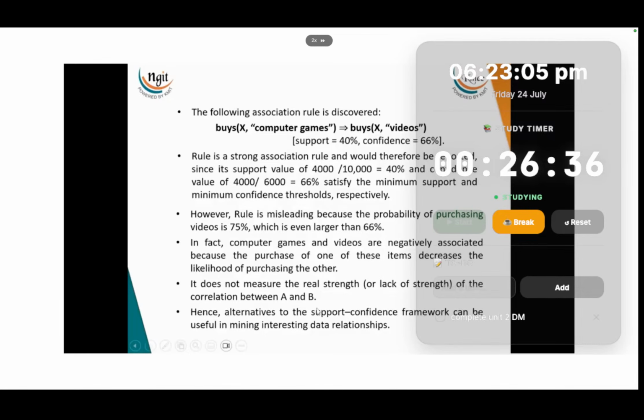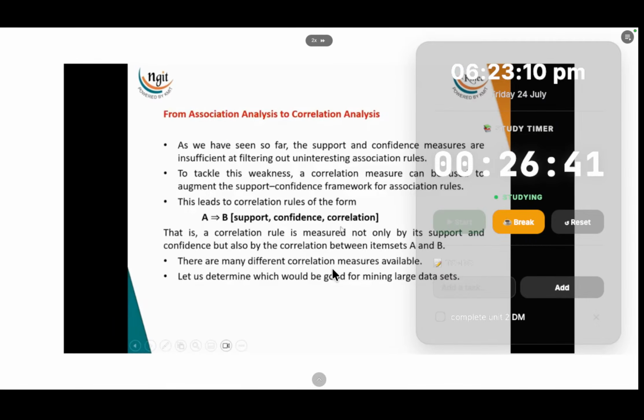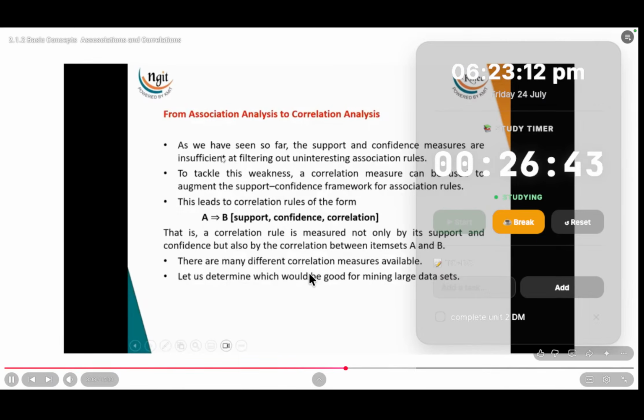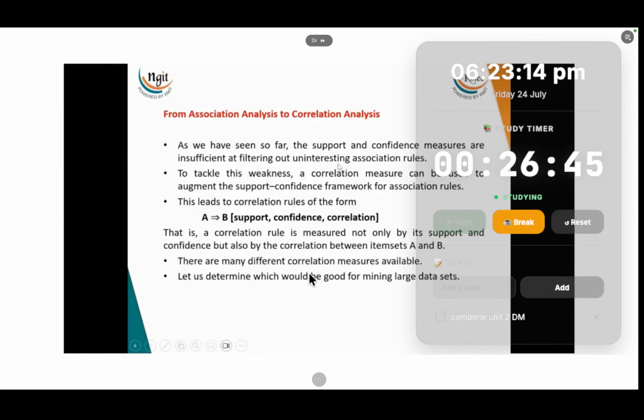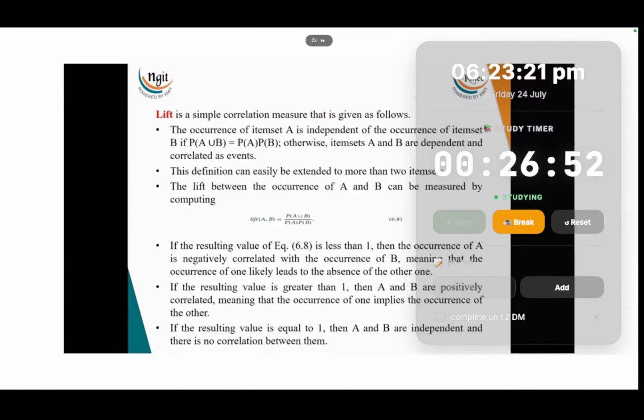And in order to overcome this sort of misleading results, we need to use the correlation. So along with support and confidence, we also use the correlation in order to derive the correct results. Now, as the support and confidence is unable to provide the interesting association rules, we include the correlation into it. There are many ways to perform the correlation measures, and among those, we are going to learn about the lift and chi-square correlation.